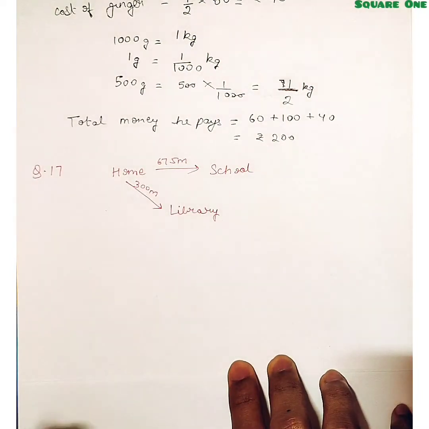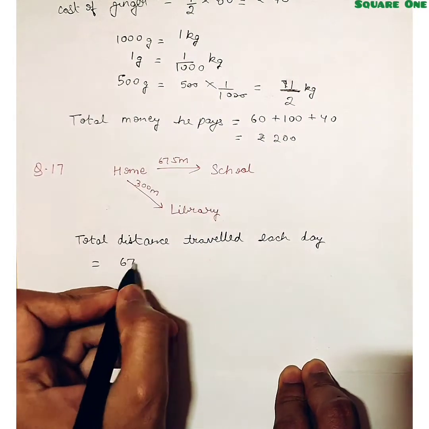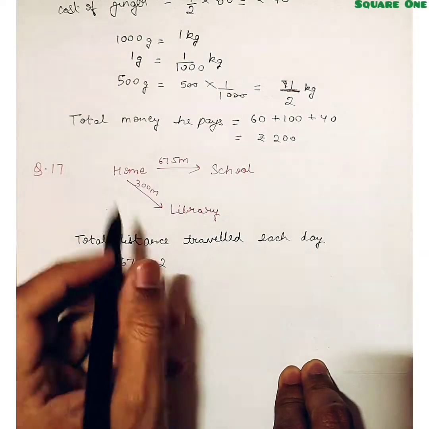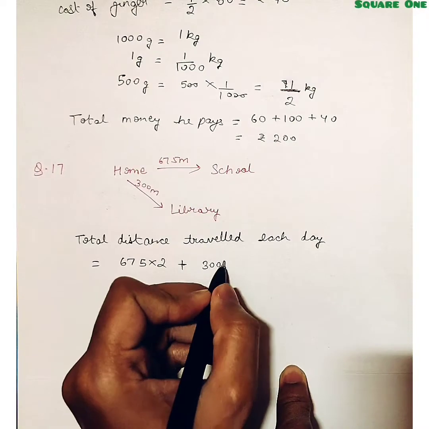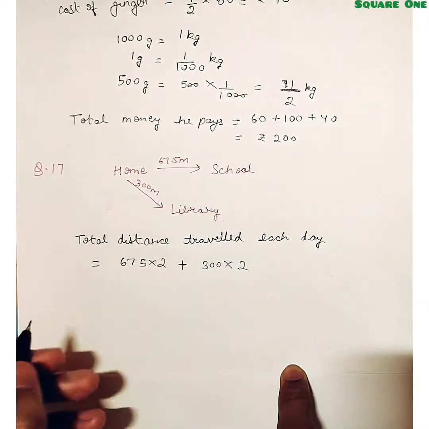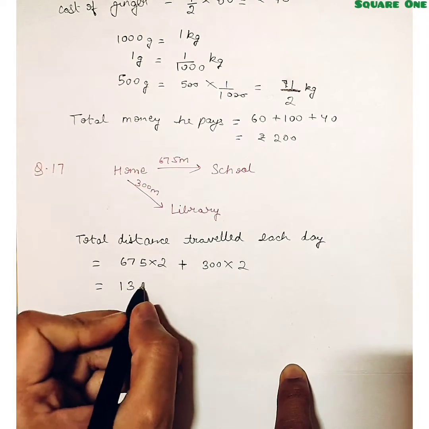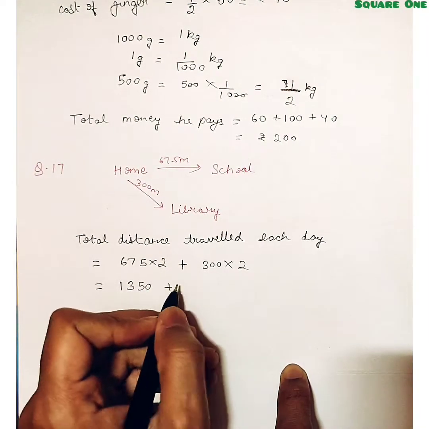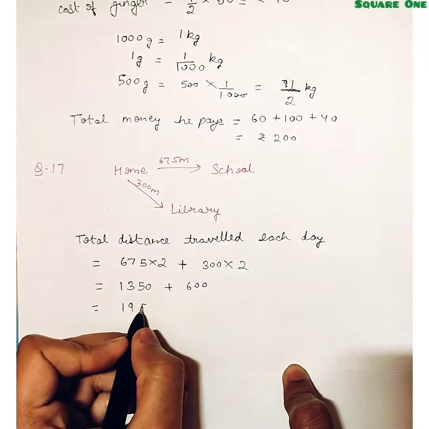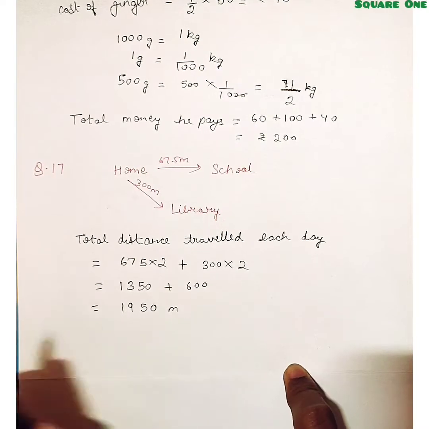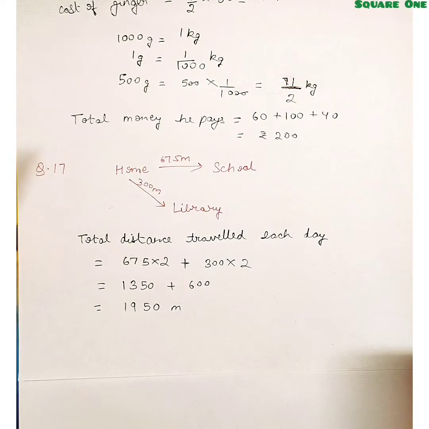So the distance he traveled each day will be 675 multiplied by 2, since he goes to school and returns back, and we add 300 multiplied by 2 since he goes to library and returns back. 675 into 2 is 1350, and this will be 600. We add up and the answer is 1950 meter, the total distance traveled by Rohan.